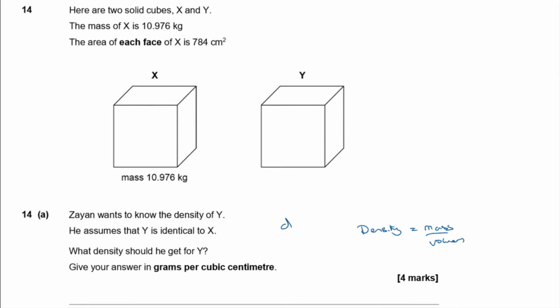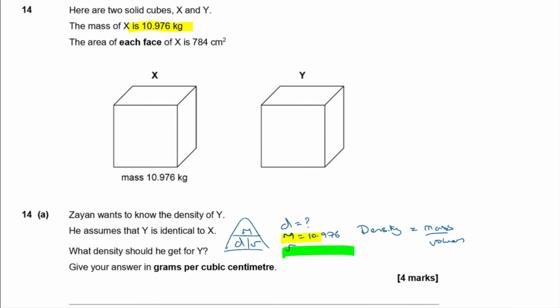Do we know density? There's a little triangle for this, isn't there? So density, mass and volume go like that. So what do we know here? We want to find the density. Do we know the mass? Yes, we got the mass. The mass was given up here, wasn't it? So mass is 10.976. The volume, do we know the volume?